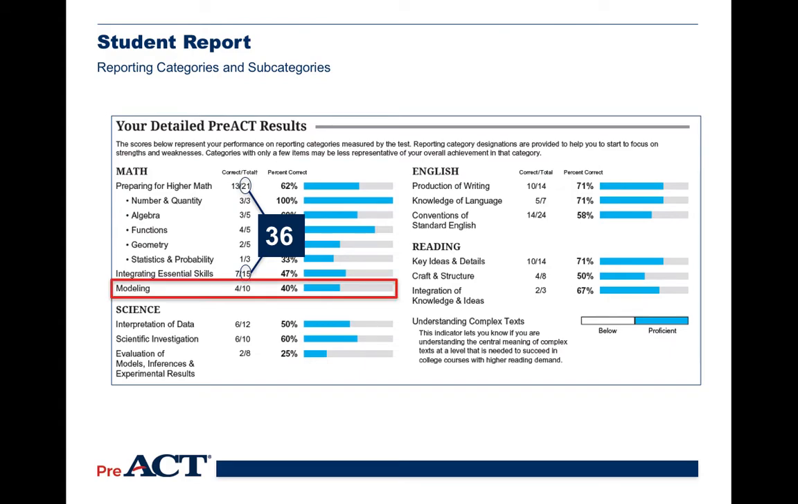The modeling questions are integrated into the Preparing for Higher Math and Integrating Essential Skills, but are reported out separately to more easily identify areas of strength and weakness within the math portion of the test. So the 10 modeling questions are part of the 36 from Preparing for Higher Math and Integrating Essential Skills.